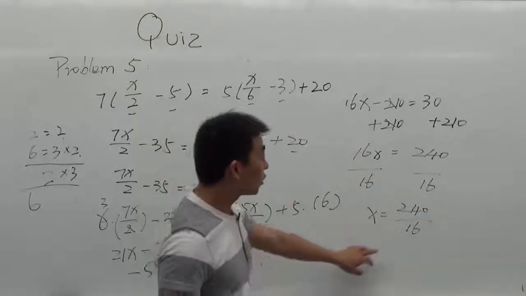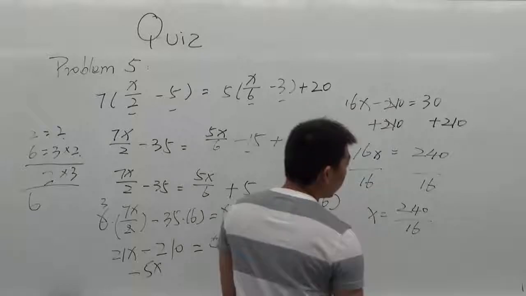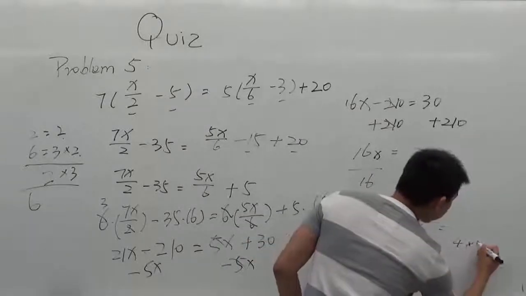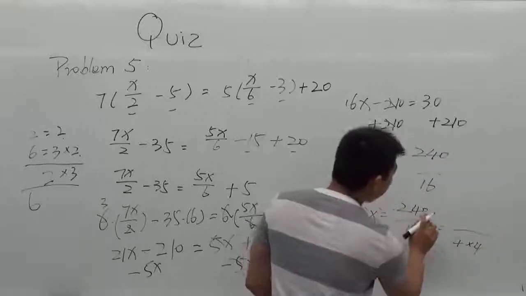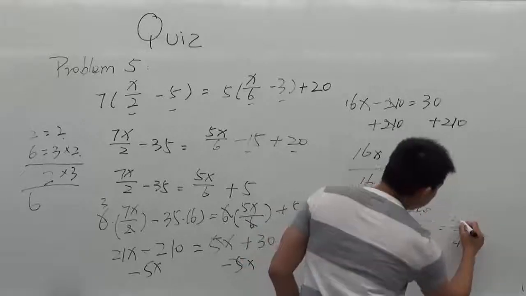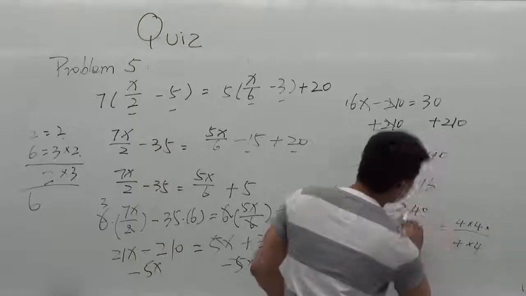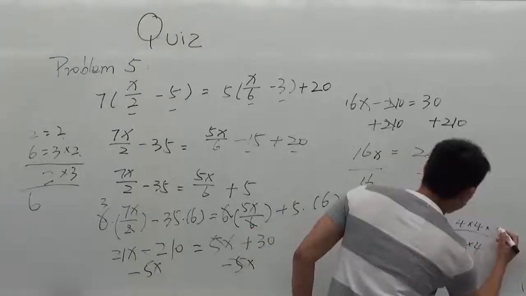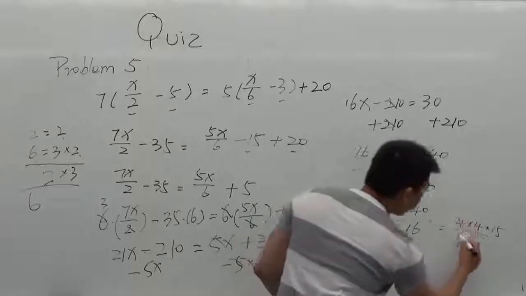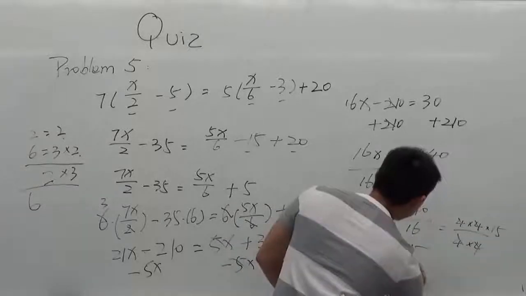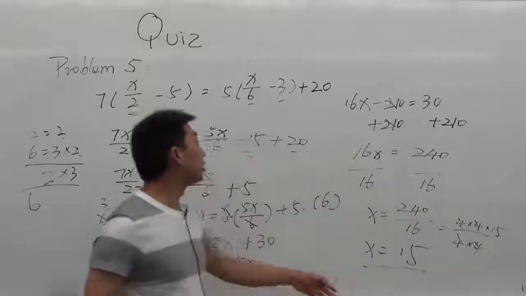Actually, 240 over 16, we can simplify it. Here, 16 is 4 times 4. 240 we can write as 4 times 4 times 15. 4 cancels out, 4 cancels out. So x equals 15. That's the answer for this equation.